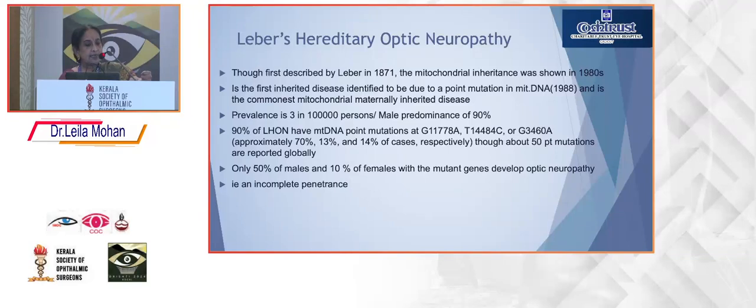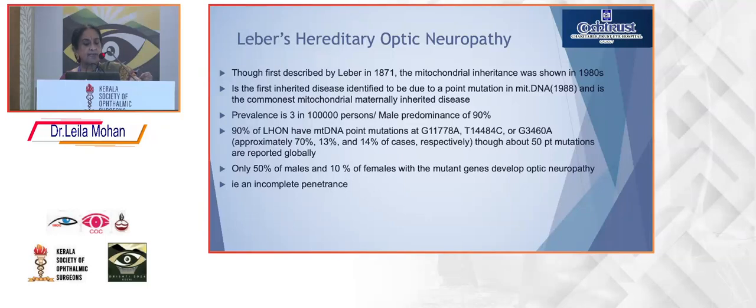So coming to Leber's hereditary optic neuropathy, though first described by Leber in 1871, the mitochondrial inheritance was shown only in the 1980s. It was the first inherited disease identified to be due to a point mutation in maternal mitochondrial DNA, and is the commonest mitochondrial maternally inherited disease. The prevalence is 1 in 100,000 persons with a male predominance of 90%. It is due to maternally inherited mitochondrial DNA point mutations.